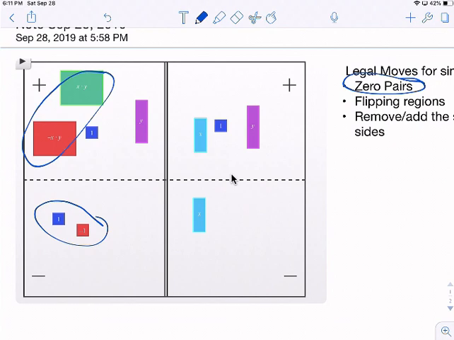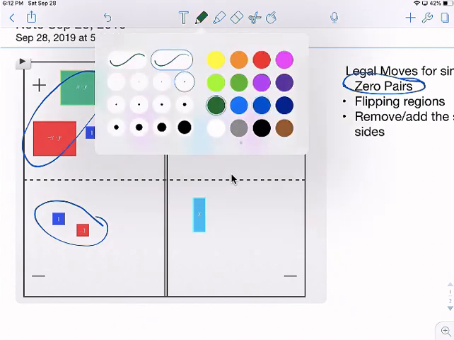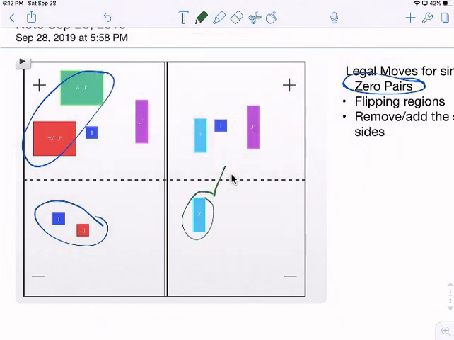We can also do what is called flipping regions. The one thing that we have to remember when we are flipping regions is if we take this tile and we move it up, we have to change the value of that tile. So that positive x, when it's in the opposite region and we put it up into the positive region, becomes the opposite of whatever that tile was. So the positive x, when flipped, becomes a negative x.